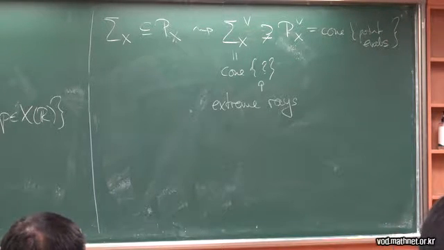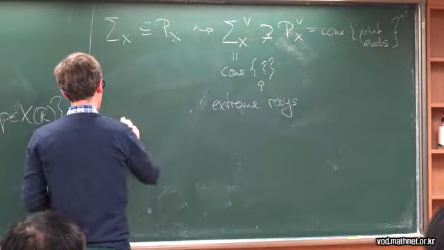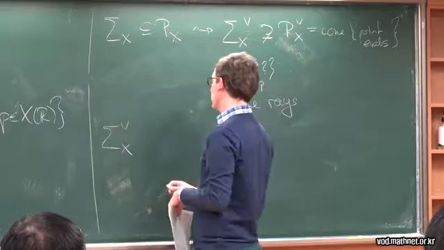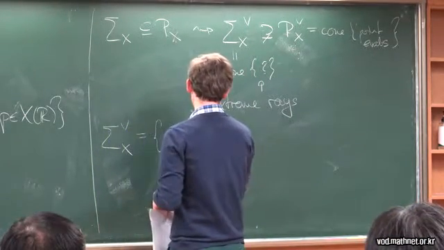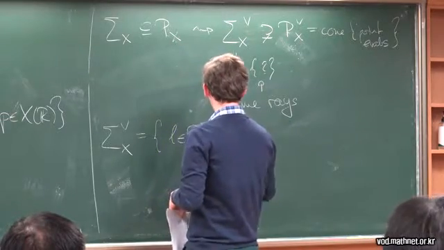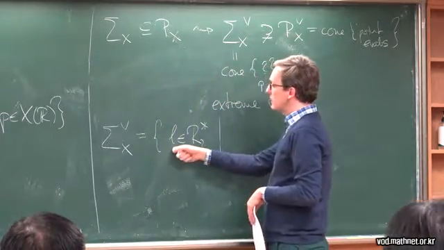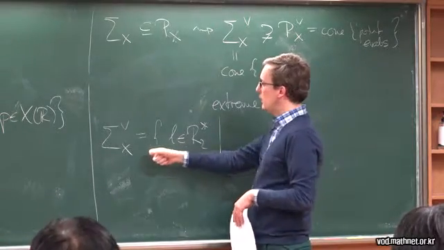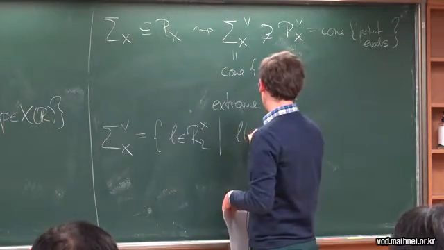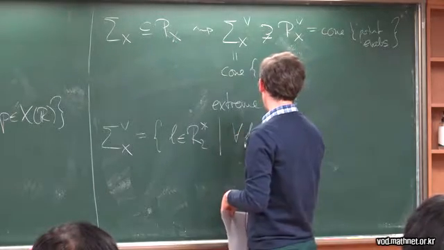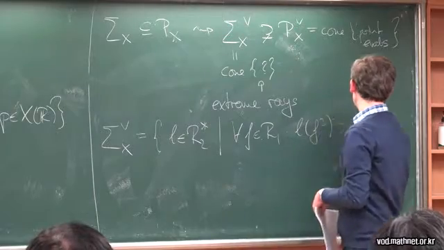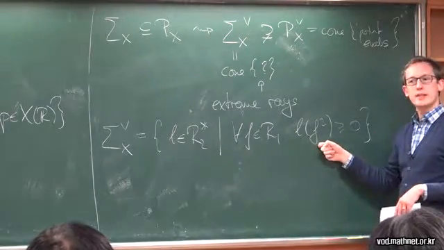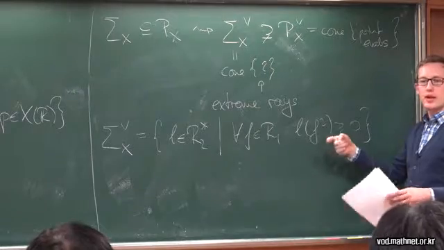Okay. So now we know what this cone is. So question, what is the dual cone to sums of squares? And that one, you know, it's a bit more complicated. So it's the set of all linear functionals that are non-negative on sums of squares. That's the same as saying that they are non-negative on squares, by linearity. So if you're non-negative on squares, you're non-negative on sums of squares.